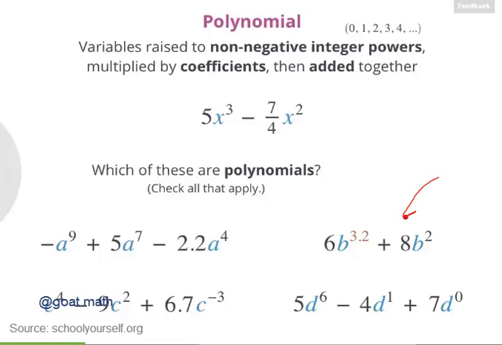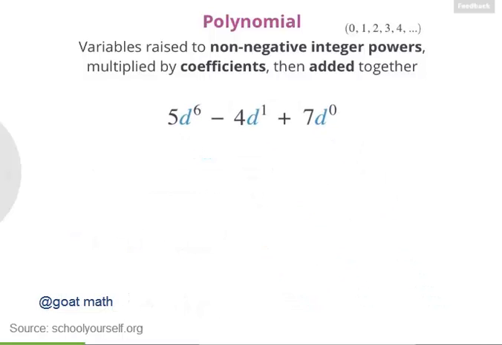Nicely done. This expression has an exponent of 3.2, which is not an integer, so this is not a polynomial. And over here, this term has a negative exponent, so this is also not a polynomial. So this expression and this expression are the two polynomials here.